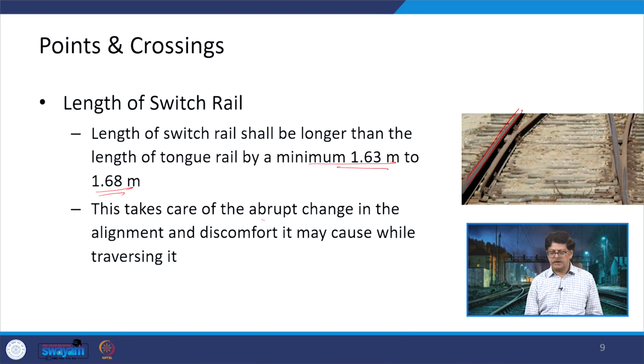This takes care of the abrupt change in the alignment and the discomfort it may cause while traversing it. Any jump happening here because of this 6 mm, it is not a big value, it is a 6 mm blunt edge. So, it changes here, and all of that discomfort will be within that short range of 1.63 meters to 1.68 meters.